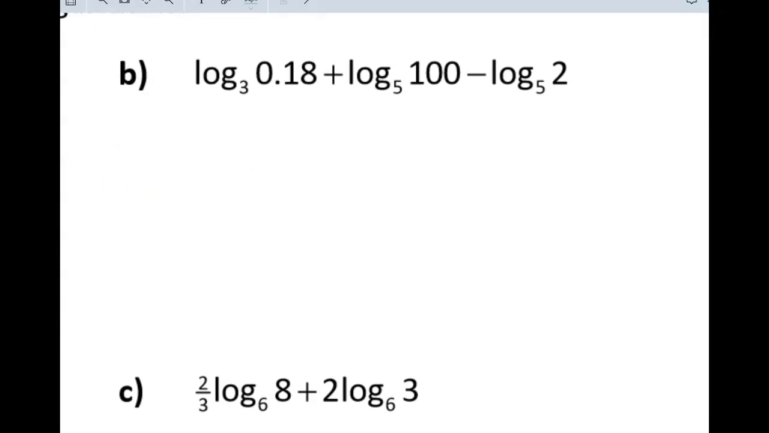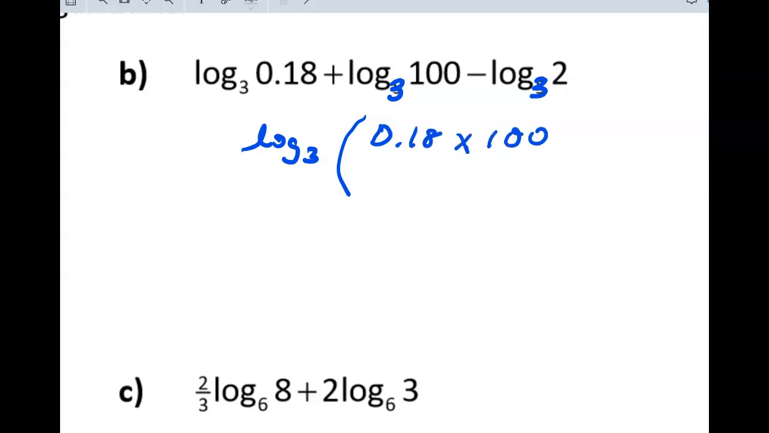In B, we have a logarithm that can be condensed into one single expression. We can probably do this all at once in one step here. Log base 3. Oh, by the way, these should all be log base 3. Sorry about the typo there. This should be log base 3 of, and everything that has a positive coefficient is going to wind up in the numerator of the argument of the single log, and everything that has a negative coefficient is going to wind up in the denominator of the single log.